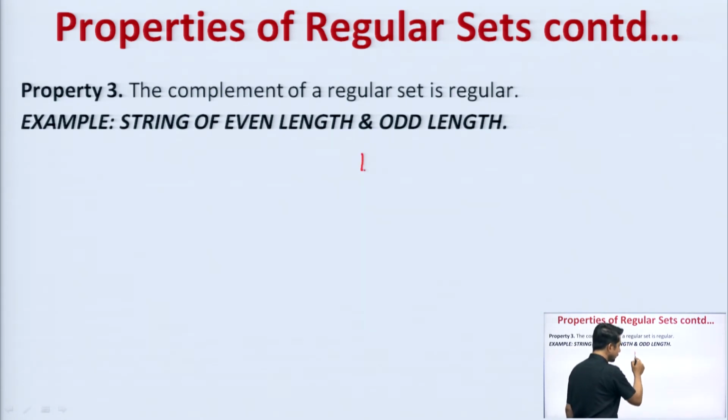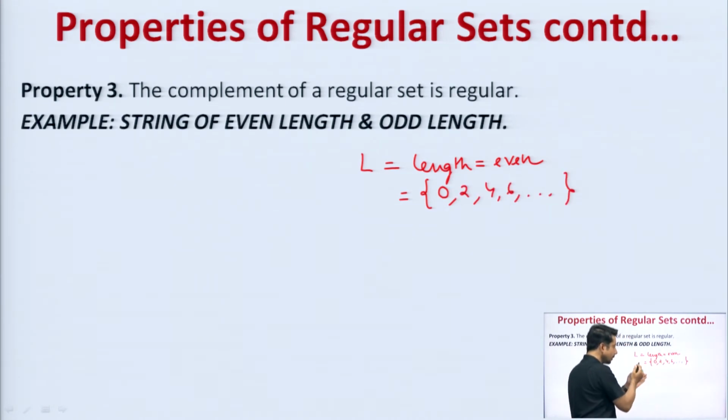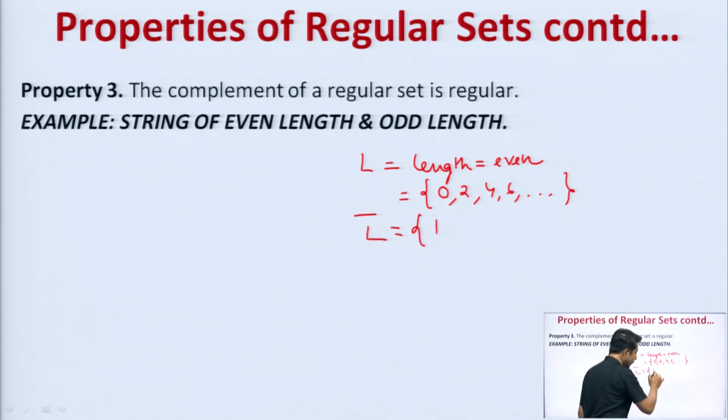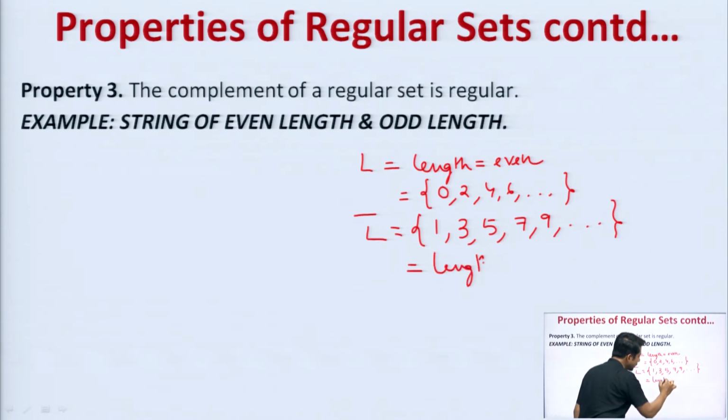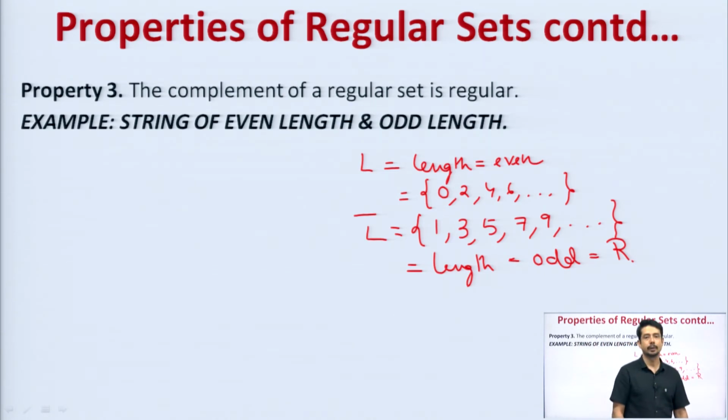If we talk about a language whose length is even, okay, length is even means what? I will be getting 0, 2, 4, 6, correct. If I take the complement of this language, I will get what? 1, 3, 5, 7, 9 and so on, and this is nothing but length equal to odd, and this is also regular. Therefore, I can say that the complement of a regular set will always give you a regular. Correct. So, this is property number 3.